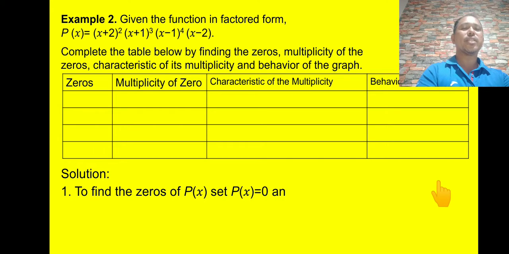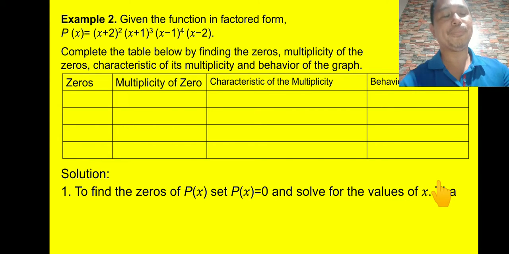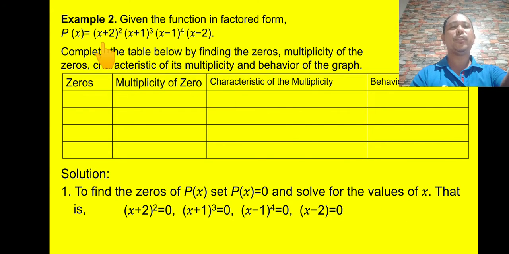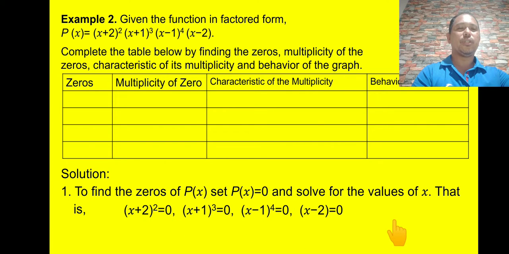solution for the zeros: set p of x equals 0. So you have here the factor, and we are going to put equals to 0, and the answer for 1 is -2. So where do we get -2? We don't have -2 here. Is it the answer? By the way, this is by the addition property of equality. We add both sides by -2.